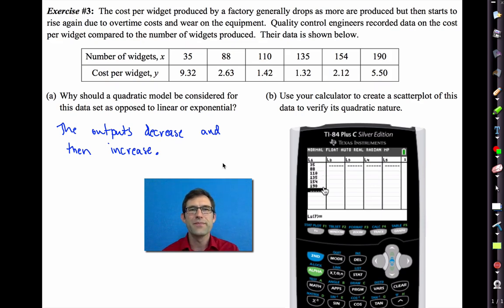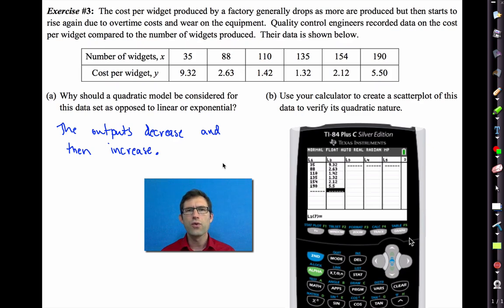Then we're going to go back up, go over to L2. We're going to put in 9.32, 2.63, 1.42, 1.32, 2.12, and 5.50. Enter. Now, again, I'm going to give you a chance to catch up, check over your data, make sure that it's correct, okay, check each value. Now, granted, here we're just trying to create a scatter plot.